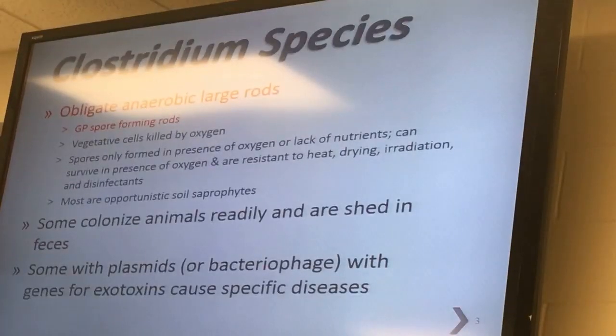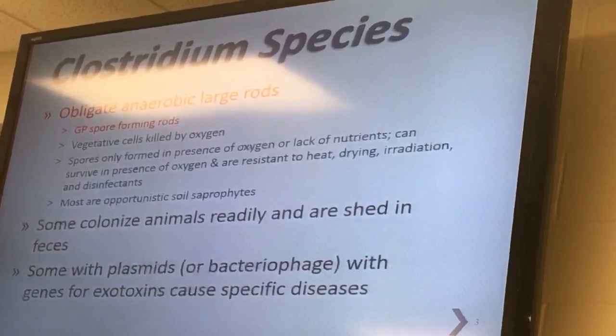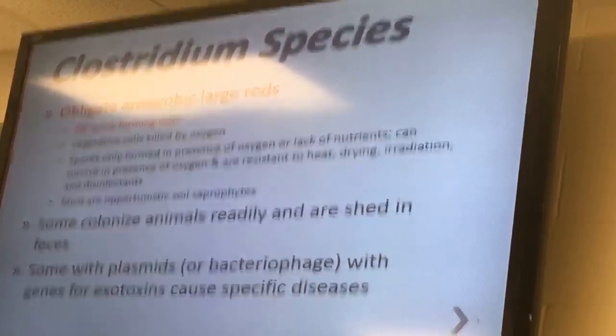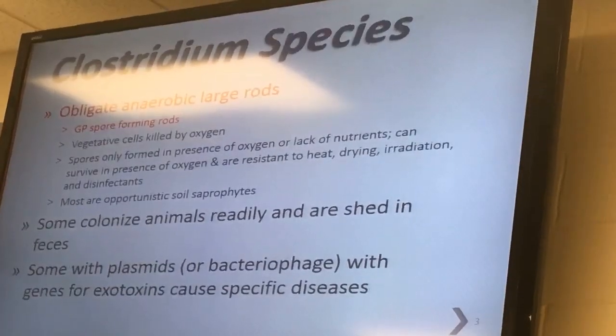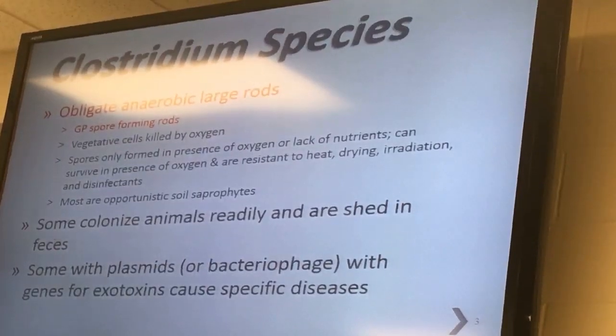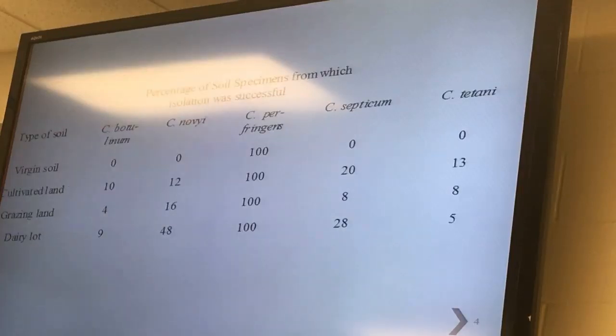Okay, these are obligate anaerobes, large rods, spore forming. Some are already in the animal's intestinal tract, and some will be acquired through ingestion. In some animals, they can become carriers and actually shed the stuff in feces. This just gives you an idea of where they're found. All of these are found everywhere.